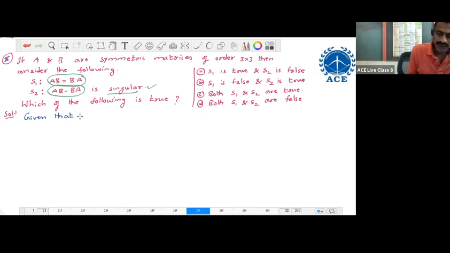Given that A transpose equal to A and B transpose equal to B. A is symmetric, B is symmetric, so by the definition of symmetric, the condition is A transpose equal to A, B transpose equal to B. This is the given data. S1: to check the statement AB equal to BA is correct or not, we have to check LHS equal to RHS. We consider LHS separately, RHS separately, and check LHS equal to RHS with the given data.